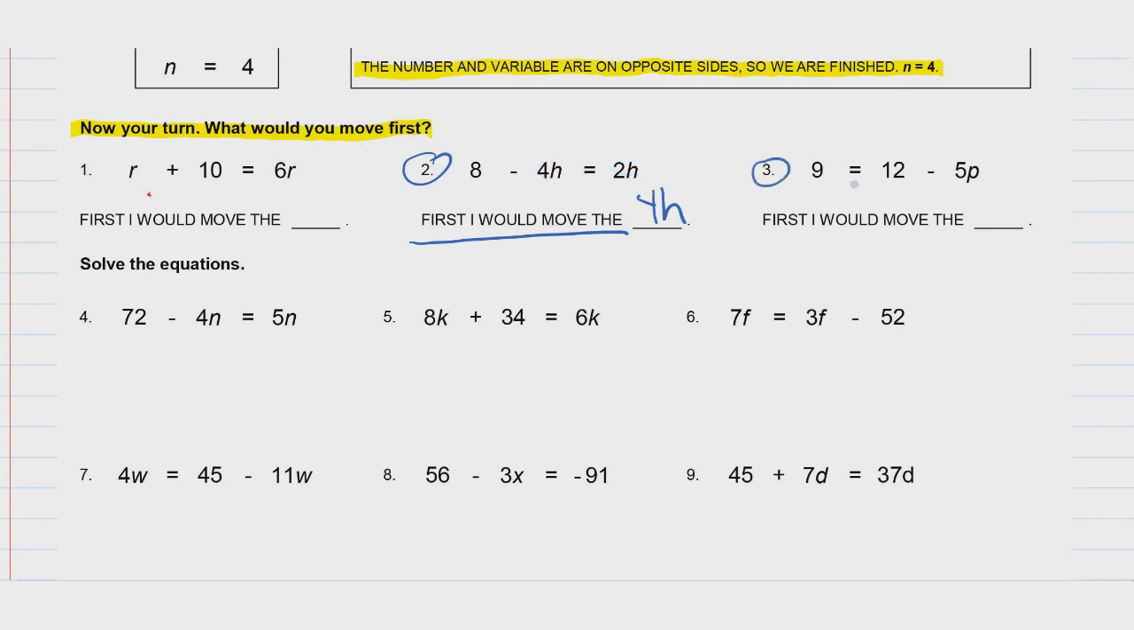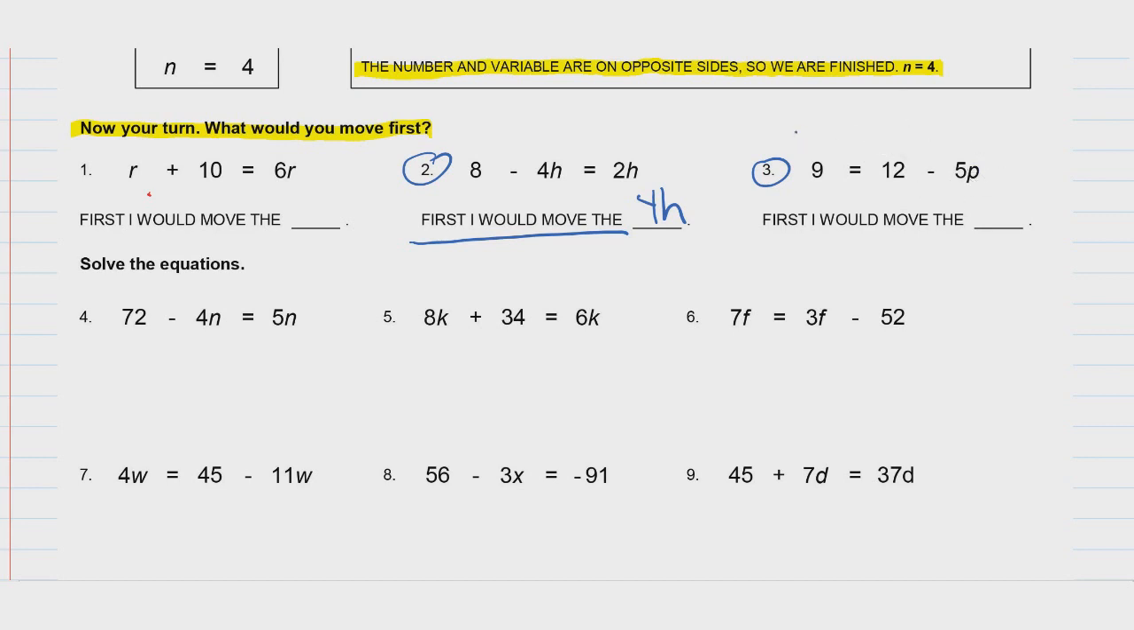Problem number 3. We have 9 equals 12 minus 5p. Again, I'm treating this equal sign like it's a wall, and our goal is to separate the variables from the numbers. If I look at this really closely, I already know the 9 is happy. He's got no one next to him. He's a number. He's good. But over here, no one's happy because you have the 12 and the 5 and a variable right here. So you want to move something over here to start making people a little happier.